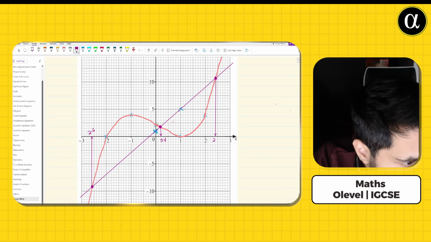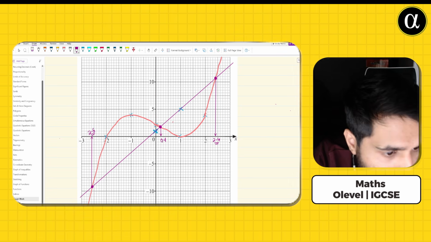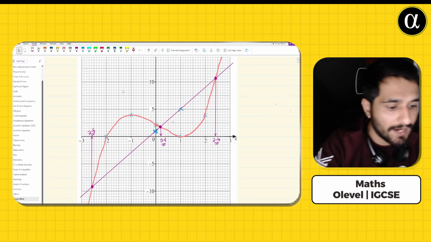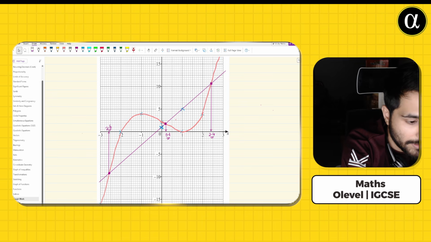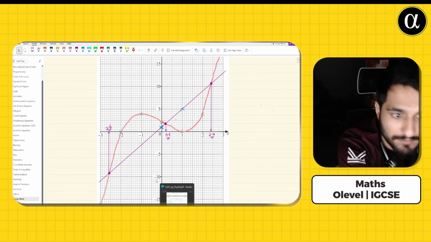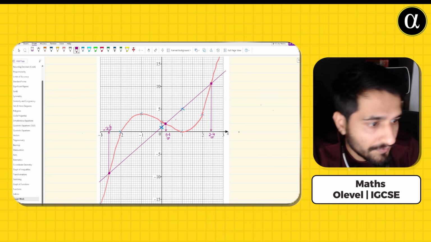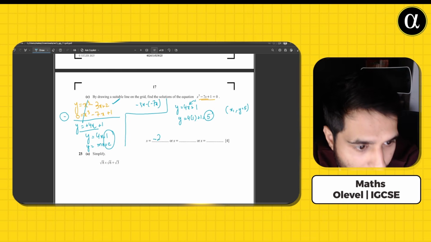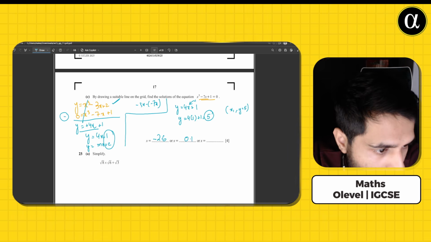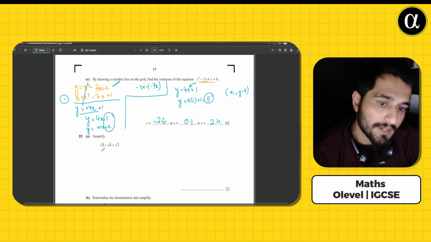Here we go. Now keep in mind the examiner for such questions gives you a bit of range, and the answers can slightly differ from your colleagues or your friends, but it has to be within the examiner's answer scheme, marking scheme. So it's going to be minus 2.6, 0.1 and 2.4. Done. Right, so the next part says simplify this.